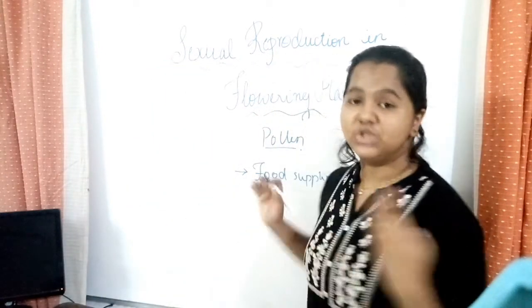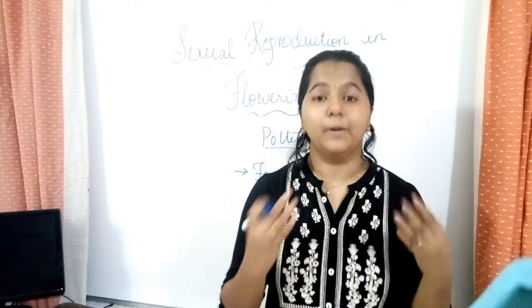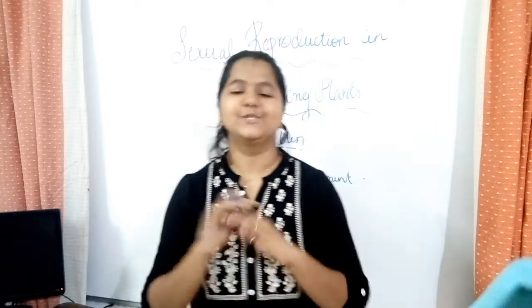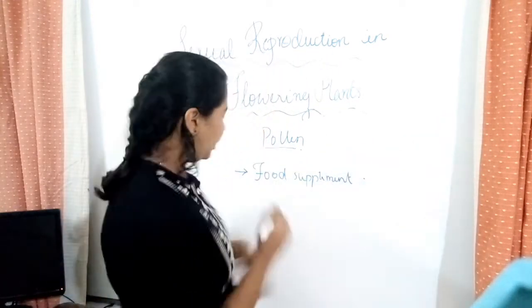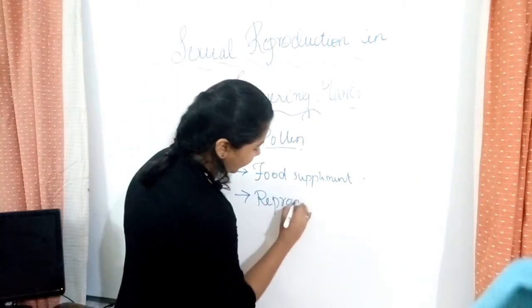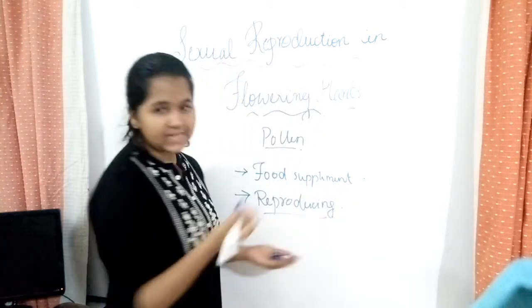And the next one is that pollen grains are also helpful in the germination of the plant. If there are no pollen grains, there won't be the formation of male gametes. If there are no male gametes, there is no fertilization, there is no formation of flowers or the next generation. So the next one is reproducing the young ones. That's the second one.